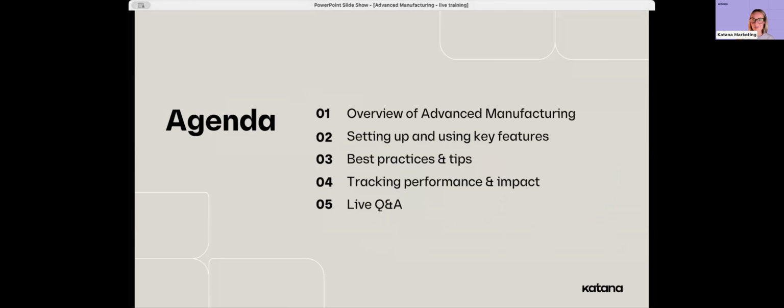So what we're going to do today is walk through what the advanced manufacturing add-on is briefly, focusing mainly on how to set it up and get the max out of it, whether you have already implemented some of it or not, and share some best practices as we go. Then we're also going to talk about how to track impact and improve over time. And we're going to finish with the Q&A.